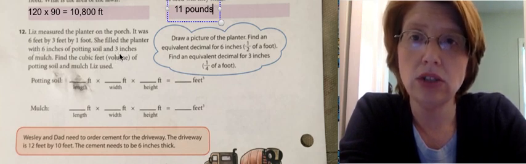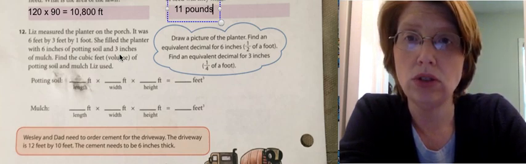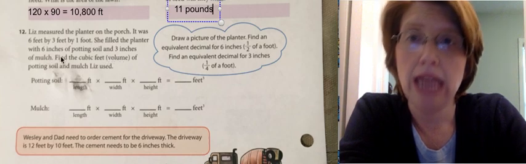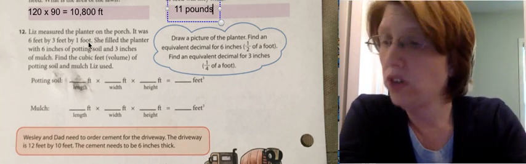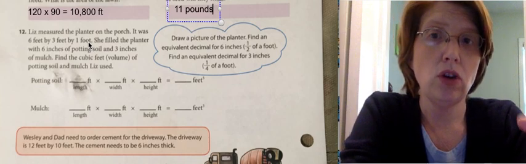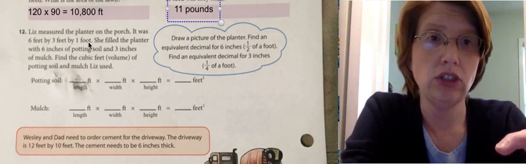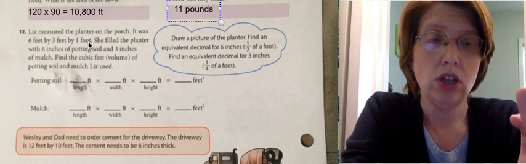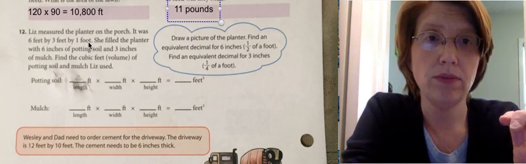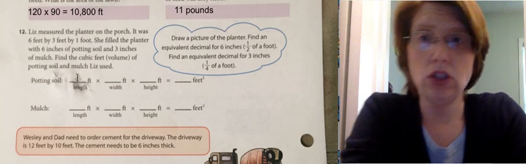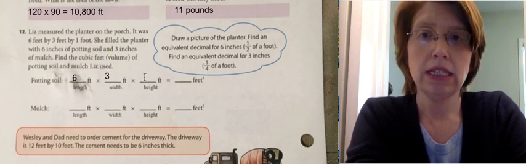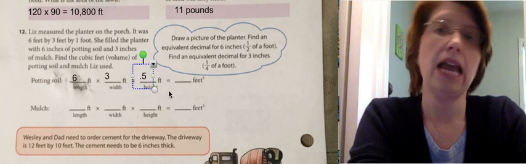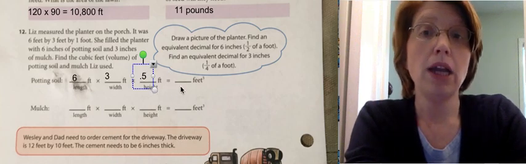She filled the planter with 3 inches of mulch and 6 inches of potting soil. So it was a foot deep. So the potting soil was 6 inches. So a foot is 12 inches. So 6 inches is how much of 12? It's half. So we would say 6 times 3 times 0.5 is how much potting soil she put in.